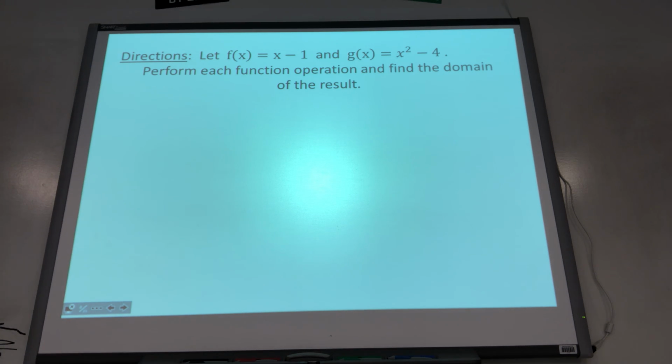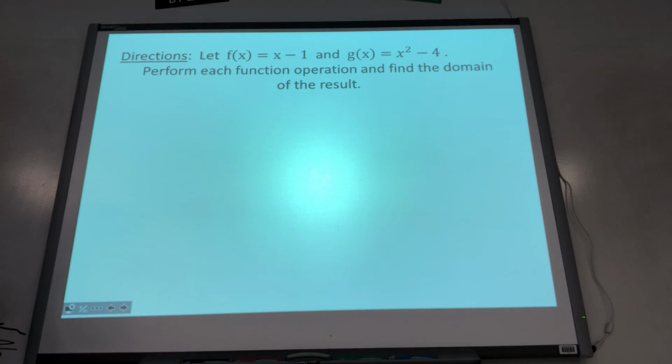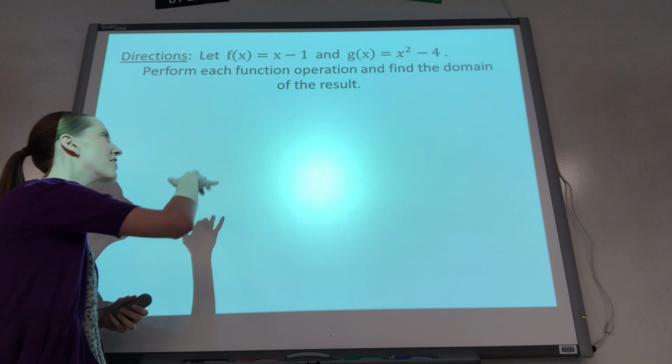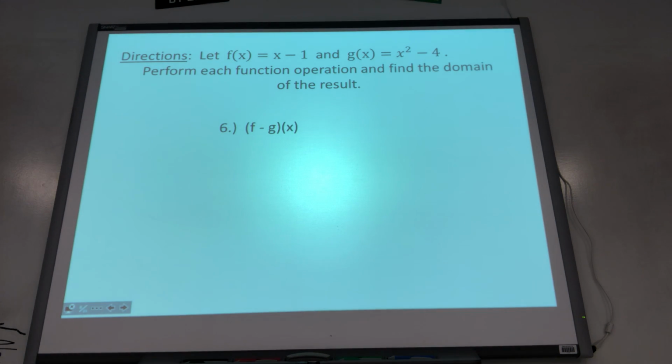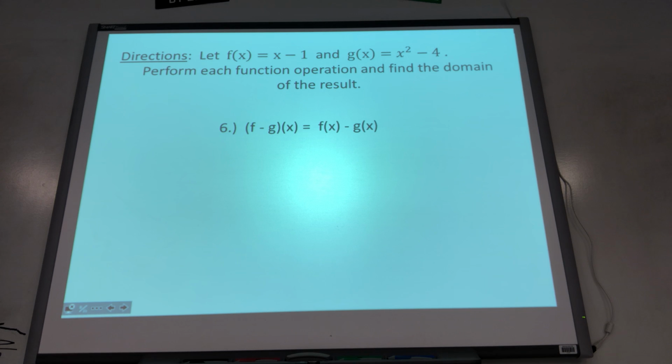So think about your domain killers. First one, doesn't really matter which one's first, but one of them was the square root of a negative, which I don't think we ever run into. But then the other was dividing by 0. That was one that we did run into. Okie doke. So here's number 6. And the notation always looks kind of weird. F minus g of x. That is a fancy way of saying you're going to take f of x minus g of x.